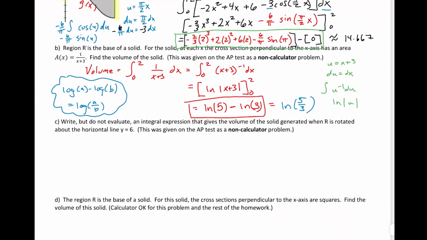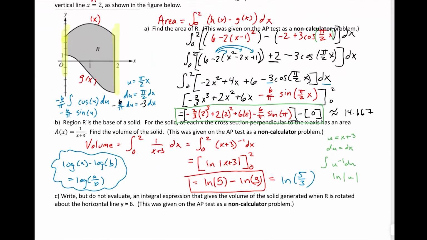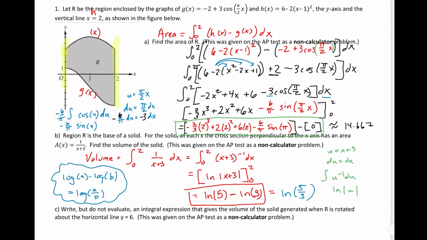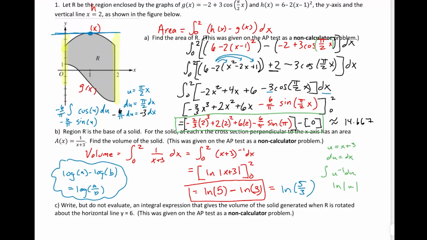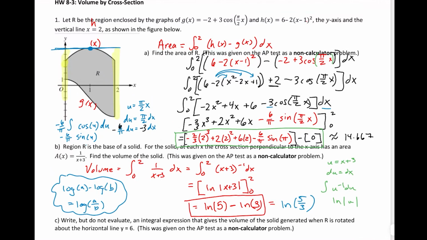Okay, part C says write, but do not evaluate, an integral expression that gives the volume of the solid generated when R is rotated about the horizontal line y equals 6. So y equals 6 is going to be actually at the tip top of this diagram here. We checked earlier that at x equals 1, this function equals 6, so we know that that's probably going to be the maximum there. It certainly looks like it. So we're going to revolve this around that axis.